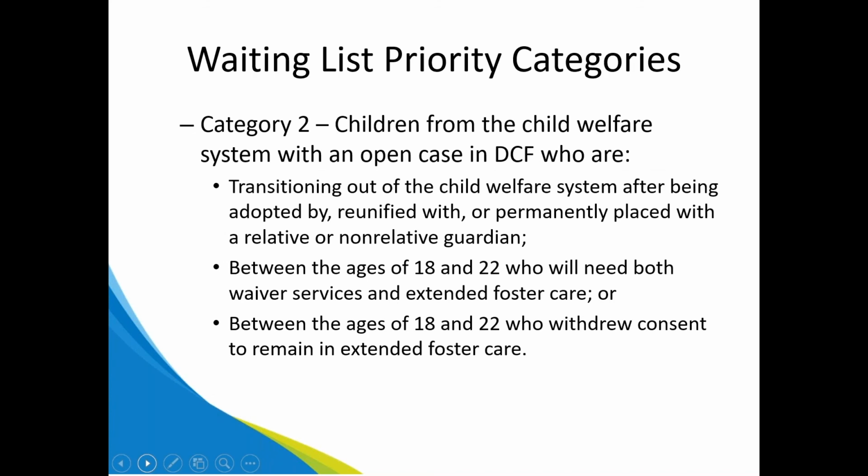Waiting list priority category 2 includes children from the child welfare or foster care system with an open case with the Department of Children and Families statewide automated child welfare system, and who are either transitioning out of the child welfare system at the time of adoption, reunification with family members, or a permanent placement with a relative, or children who are between the ages of 18 and 22 who will need both waiver and extended foster care services, or individuals between the ages of 18 and not yet 22 who withdrew their consent to remain in extended foster care.